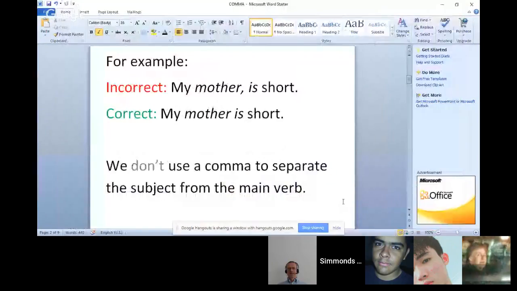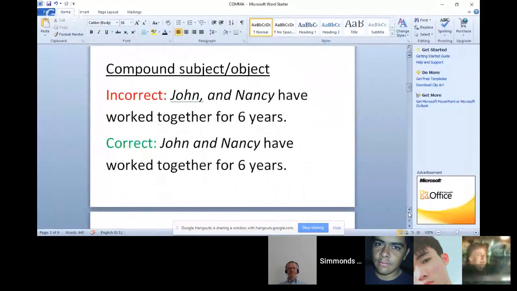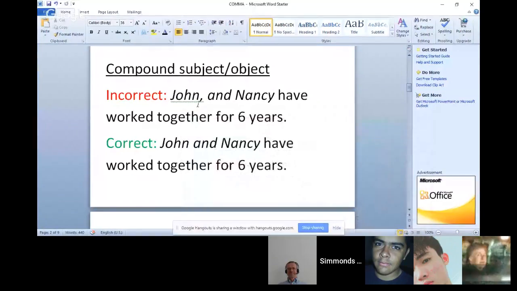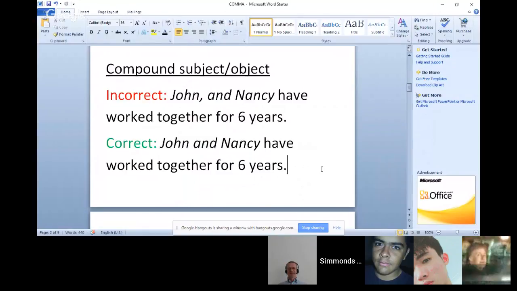Okay. Well, I think what we should do now is continue on, just so we can see some other different sentences here. Rafa, could you please read these? As you can see, my Word document doesn't like this, so we're just going to ignore once, and it disappears. All right, go ahead and read these, please. Okay. Compound subject, object. Incorrect: John, comma, and Nancy have worked together for 6 years. Correct: John and Nancy have worked together for 6 years.